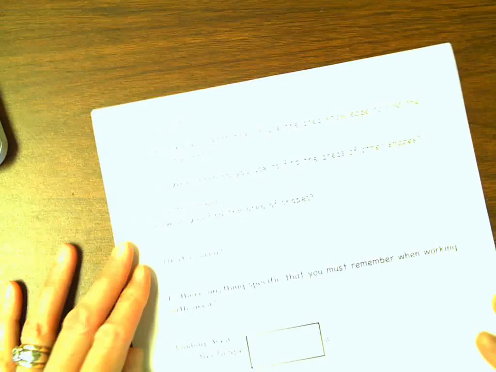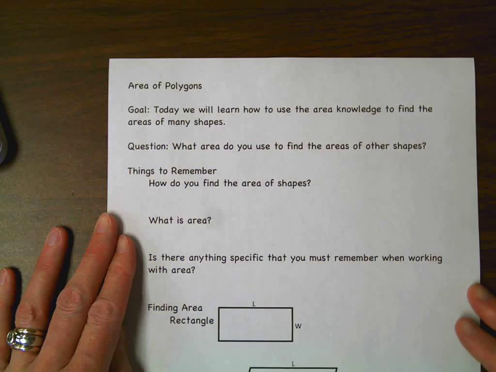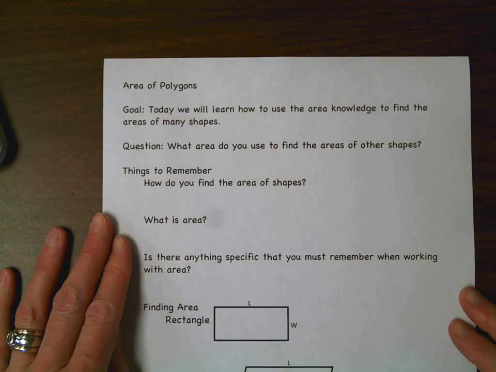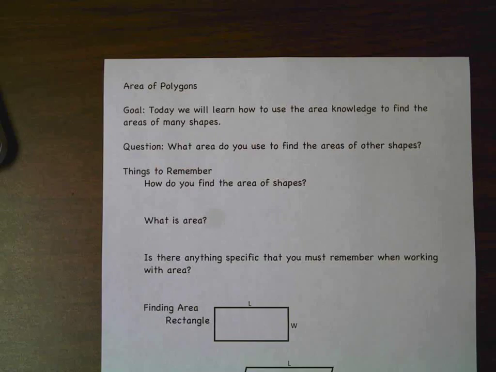These are our notes. So I decided to print them out instead of having them on the iPad because I think we'll have a little bit better of an option for viewing. So area of polygons, the goal. Today we will learn how to use the area knowledge to find areas of many shapes. Okay. The question that I want you to be thinking about is, what area do you use to find the area of other shapes? Earlier in the year we had guest visitors for NEU Teach, where they talked about a lot of this with you.